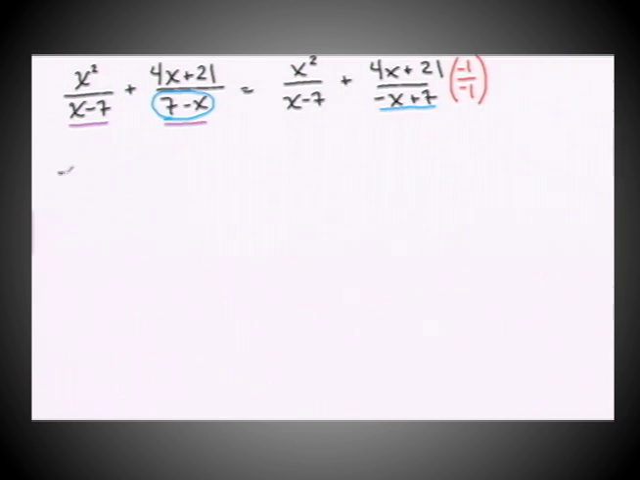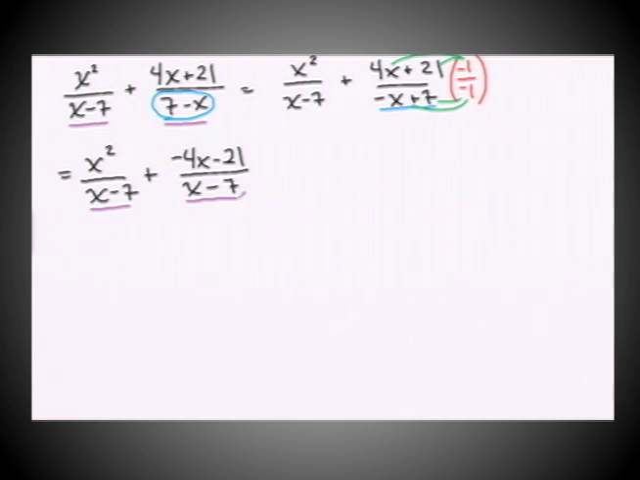All right, so we still have x squared over x minus 7. And now we're going to distribute that -1 in both the numerator and the denominator to both of the terms in the numerator and denominator. So I have plus negative 4x minus 21 divided by x minus 7. So we've accomplished our goal of creating common denominators there.